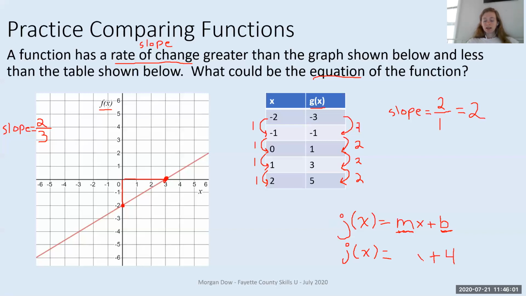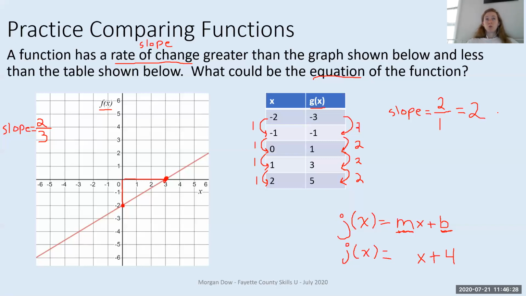And then we know our x is going to be here. So the really important part here is we want to pick a slope that is between 2/3 and 2. So we need a number between 2/3 and 2. Well, we know 2/3, it's a proper fraction, which means it's less than 1. So we could actually pick 1 if we wanted to, right? 1 is a number that is greater than 2/3 and it's less than 2.